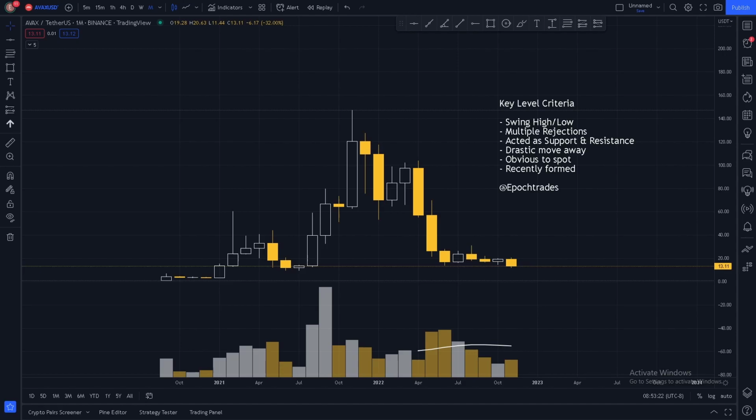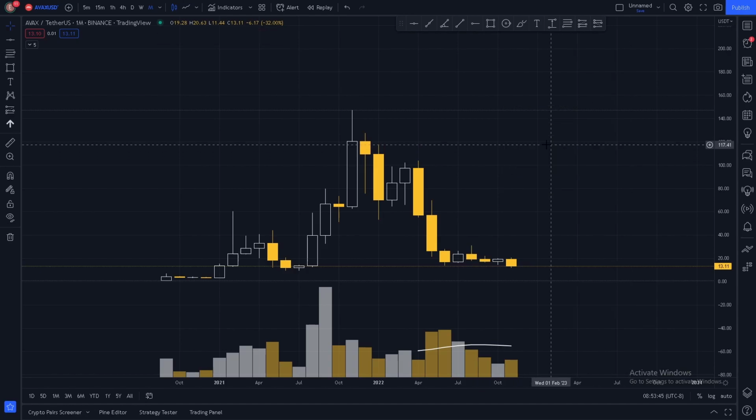Today we're going to be covering key levels on the monthly and weekly time frame for AVAX. So, as always, our key level criteria: we look for swing highs and swing lows, multiple rejections, acted as support and resistance, drastic moves away, obvious to spot, and recently formed. So, let's go ahead and hop right in.